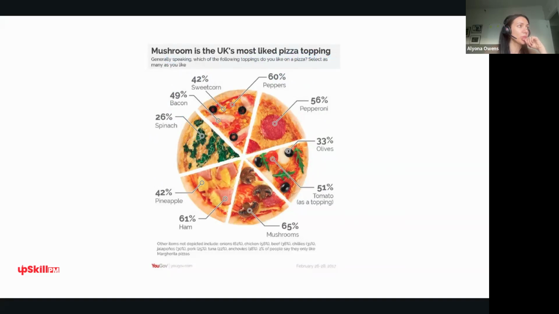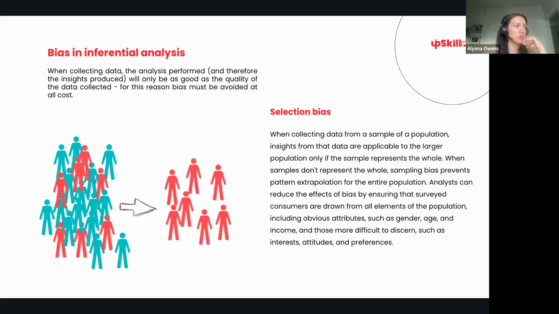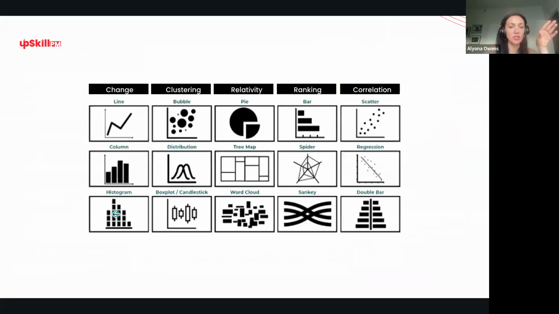So let's talk about how you could fix this, right? So which toppings do you have? You have tomato, olives, pepperoni, peppers, sweet corn, spinach, pineapple, ham, bacon, and mushroom. So looking at our examples here, which one do you think would be actually better to show that mushroom is the most popular topping?